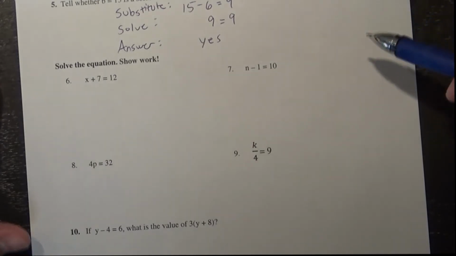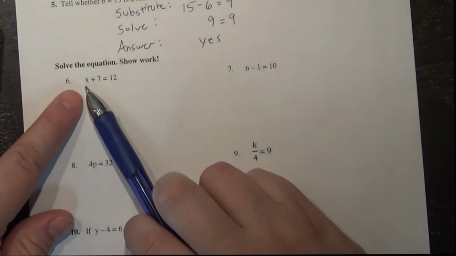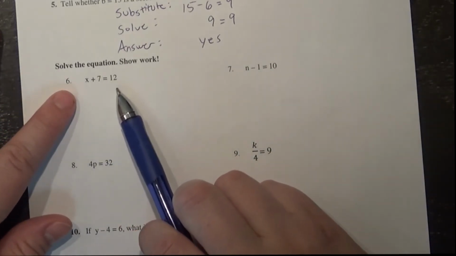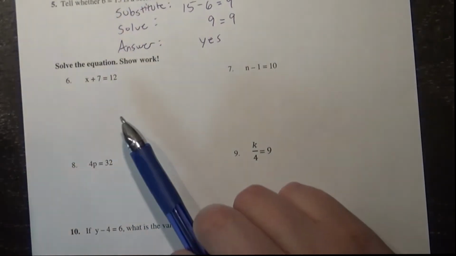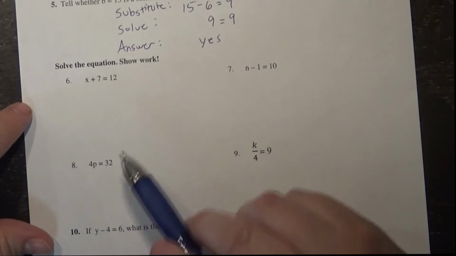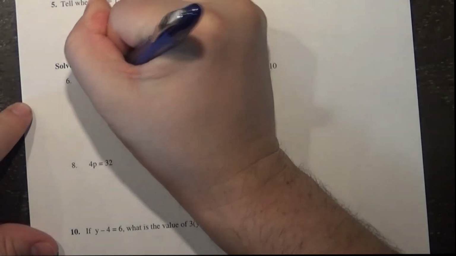And in the end, we're just going to figure out what the variable equals. So I look at number 6. It says x plus 7 equals 12. Well, I'm going to look at whatever I see next to that x that's keeping it from being alone, and it's plus 7. So I'm going to do the inverse operation of plus 7, and I'm going to subtract 7.